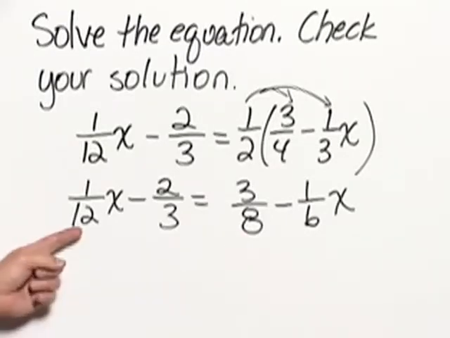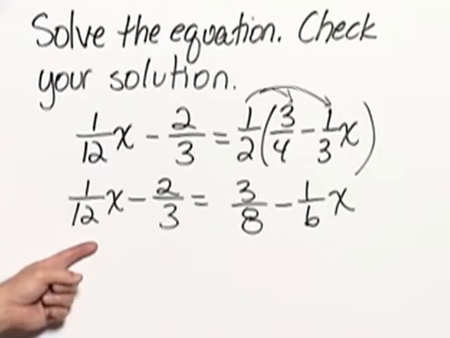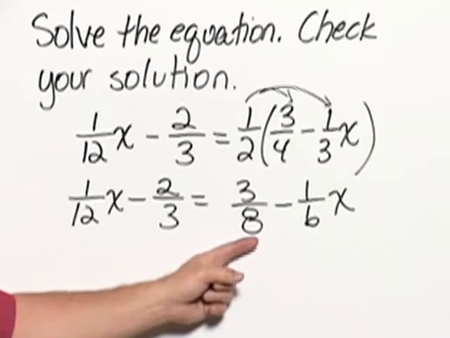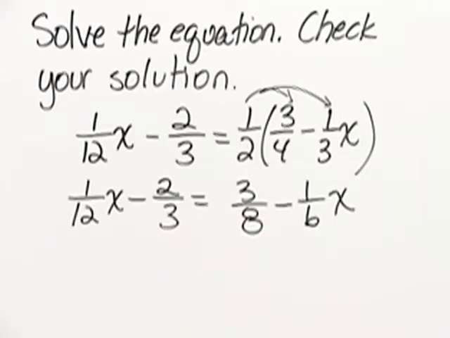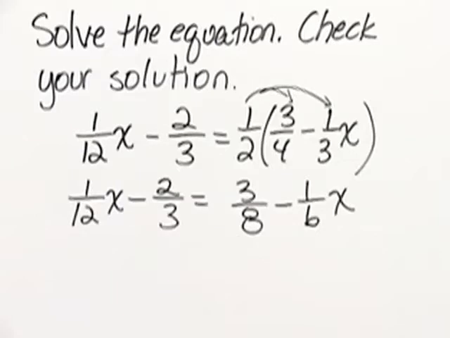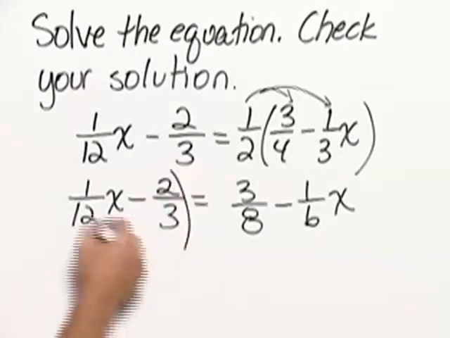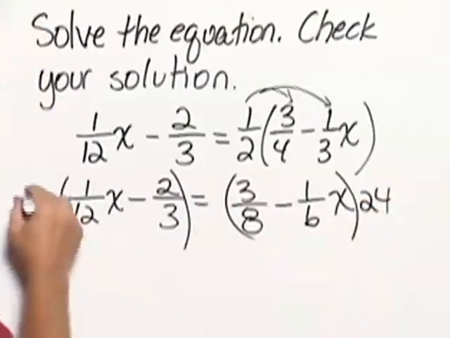So we would need to take the 3 from the 12, the 4 from the 12, and then we already have the 4 from the 8, but we need to take the 2. In other words, we would have the 3 times 4, which is 12, times the additional 2, which gives us 24. So we're going to multiply both sides of this equation by 24.